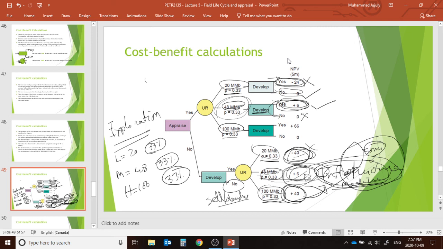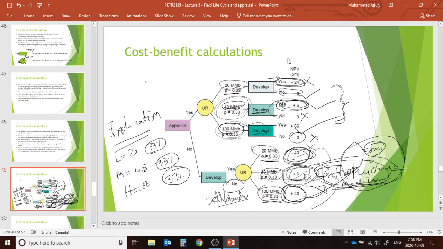Now let's come with a big number. There is also another 30% chance of 100 million barrel. You do the appraisal, and then you find at the development phase that you get the 100. So if we actually continue, we'll get a profit of $66 million. But here it is no, so definitely we will continue. So here you have a chance of taking a better decision than going without appraisal.